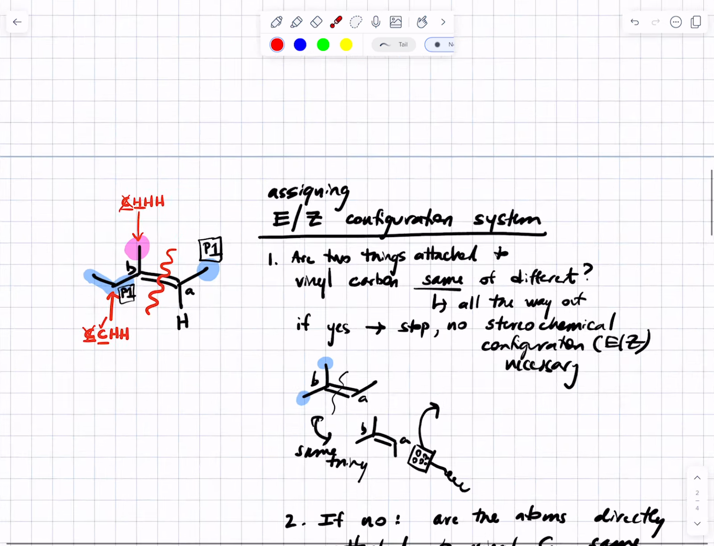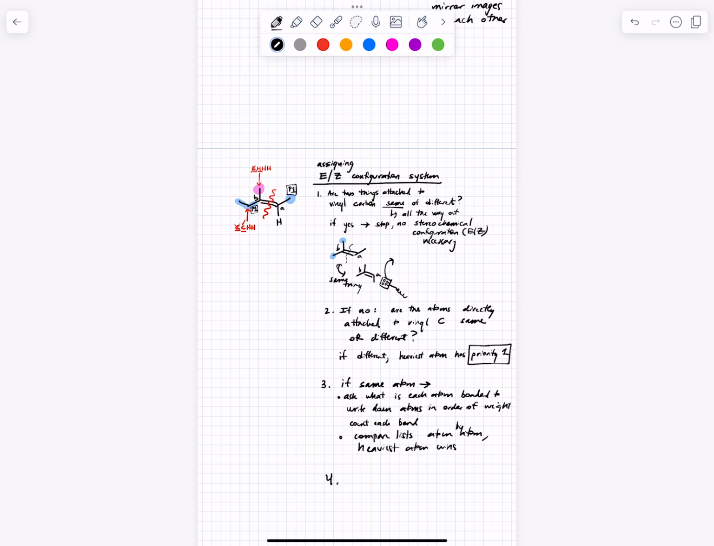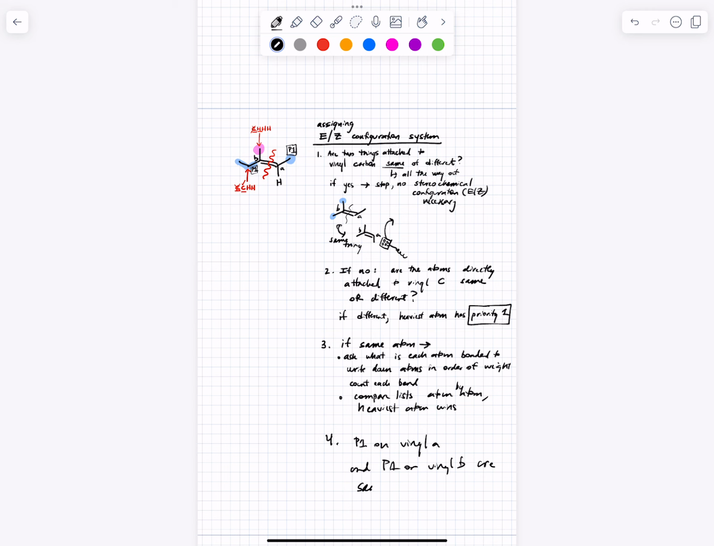Okay, finally, once you've got a difference, once you've got a winner on both sides, if the priority 1 group on vinyl carbon A and the priority 1 group on vinyl carbon B are on the same side, we're going to give it the configuration Z, which is sort of the equivalent of cis. If they are on opposite sides, we're going to give it the configuration of E.